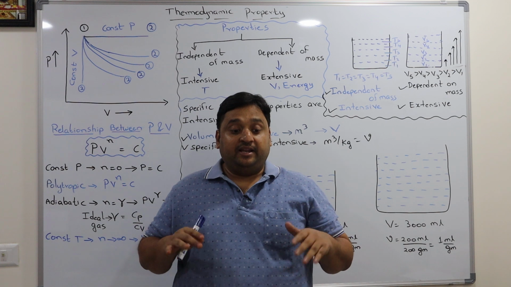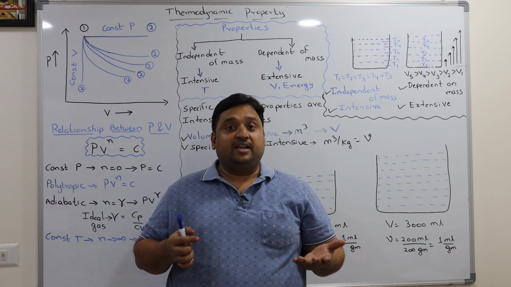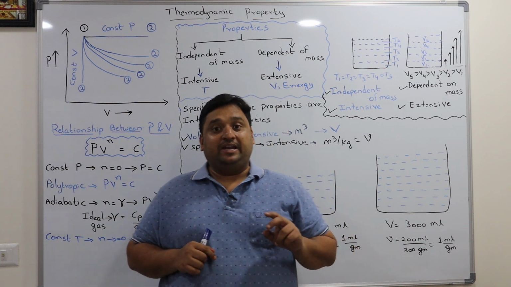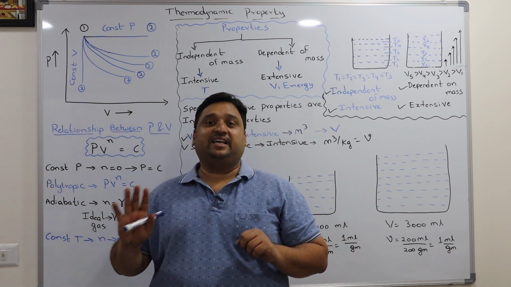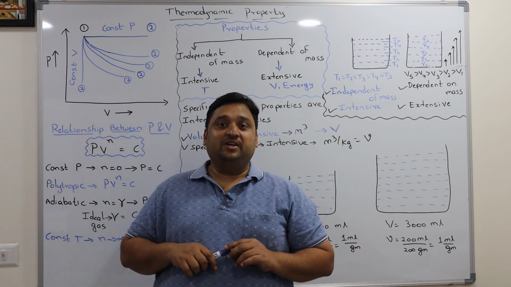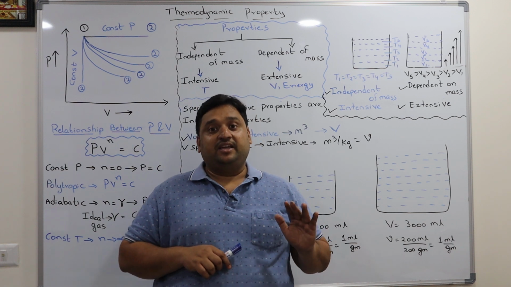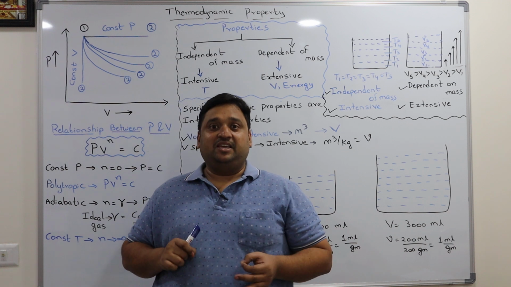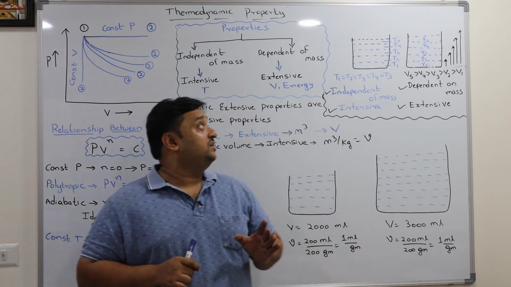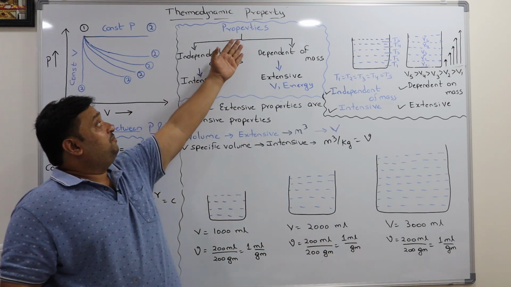Okay? Among the properties, there are two kinds. One is named as intensive property. Second is named as extensive property, and the third one is named as the specific extensive properties. Let us see what are those.